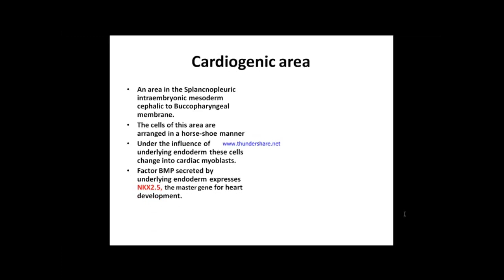So what causes them to change into cardiomyoblasts? It is a factor secreted by the underlying endoderm, known as BMP, which causes expression of the master gene for the heart, known as NKX2.5. Other mesenchymal cells in this cardiogenic area form blood islands, from which the blood vessels and blood cells develop.